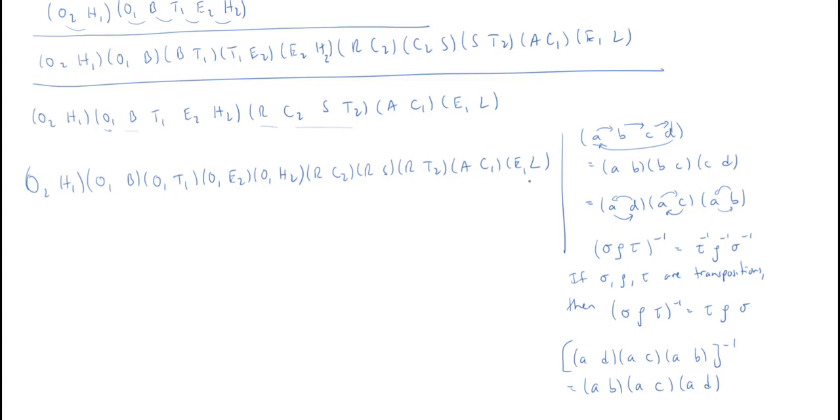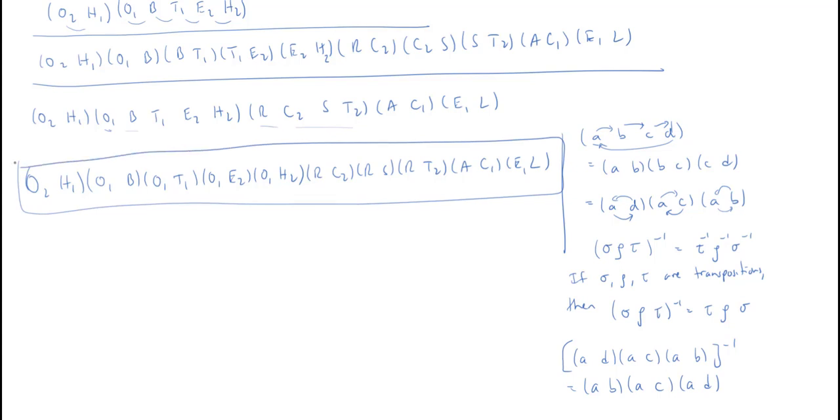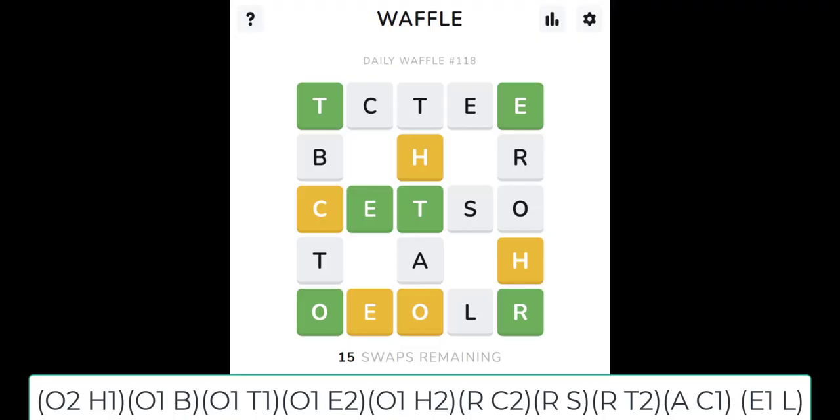All right, and so what I claim is that this product of 10 transpositions, okay, double check, 1, 2, 3, 4, 5, 6, 7, 8, 9, 10, beautiful, is not only going to solve the puzzle, but it's going to solve it in a way where we don't have to keep track of where things started. We only have to keep track of where things are. All right, so let's jump over to Waffle Game. We'll solve the puzzle again, and I'll show you how this works.